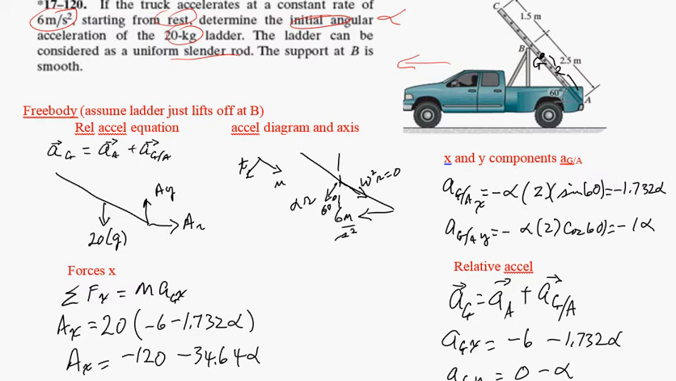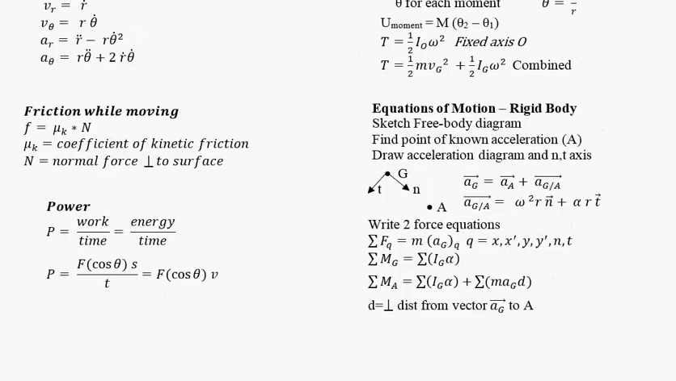The way this works, the steps that you use, is that you'll first sketch the free body diagram. Find the point for which you know the acceleration, for example A. Draw the acceleration diagram and write the relative acceleration equation: a_G is equal to a_A plus a_G/A.